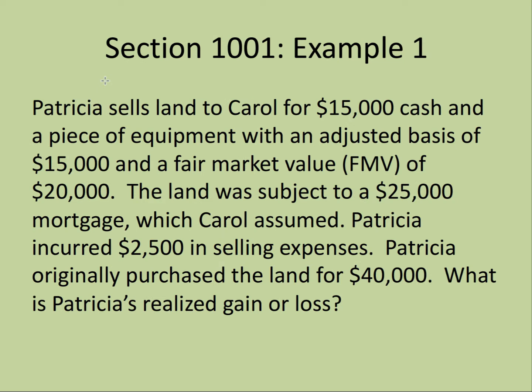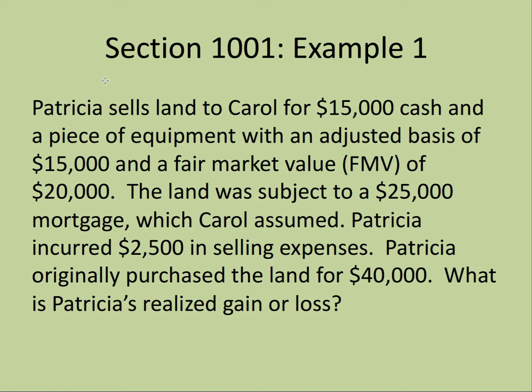Patricia sells land to Carol for $15,000 cash and a piece of equipment with an adjusted basis of $15,000 and a fair market value of $20,000. The land was subject to a $25,000 mortgage, which Carol assumed. Patricia incurred $2,500 in selling expenses. Patricia originally purchased the land for $40,000. What is Patricia's realized gain or loss?